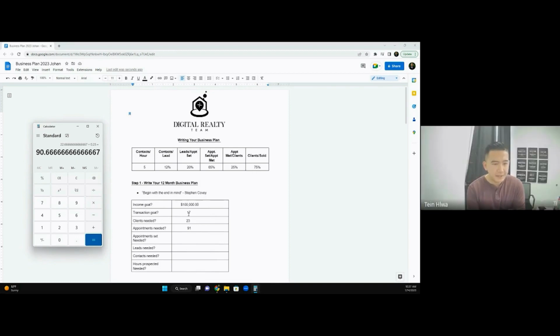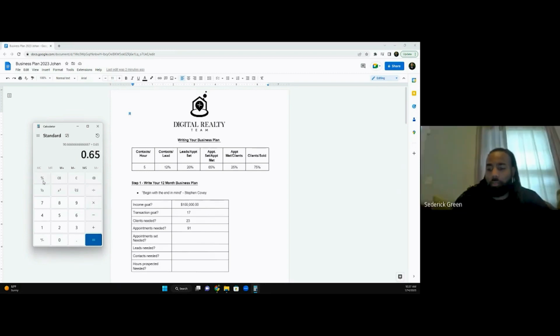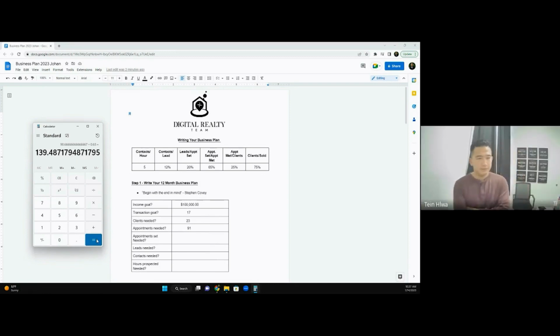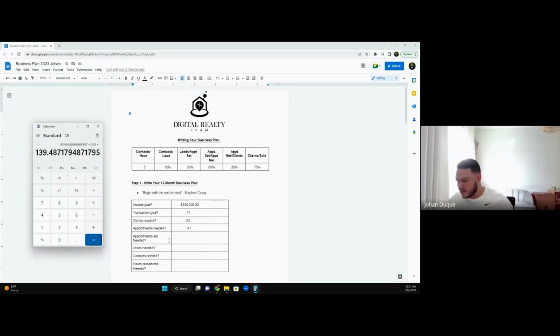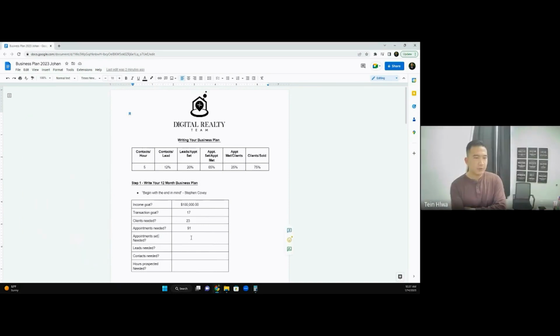So now next, appointments set needed. As we mentioned before, not all appointments will be met. The appointments you set won't all be met. So now you're going to divide that number right there, Johan, by 65%. We're working backwards. Yep, exactly. I need around 140. Round it up to 140. We round it up because we want worst case scenarios.